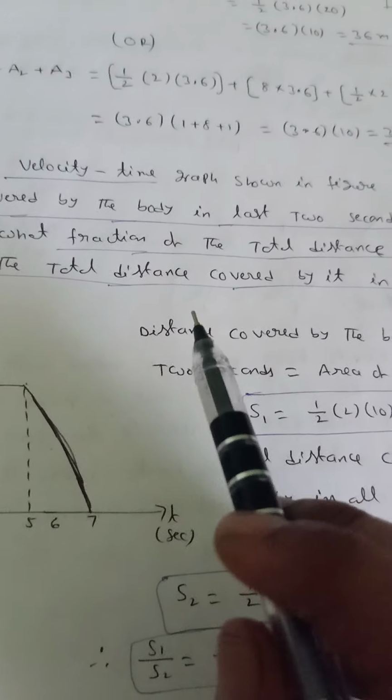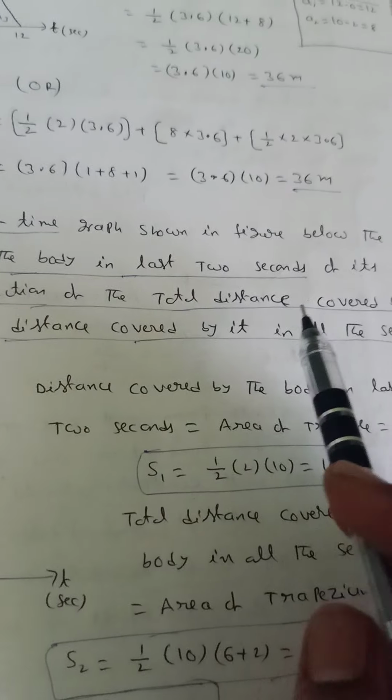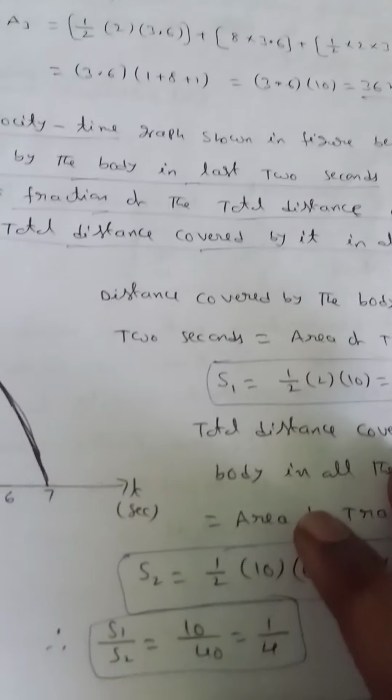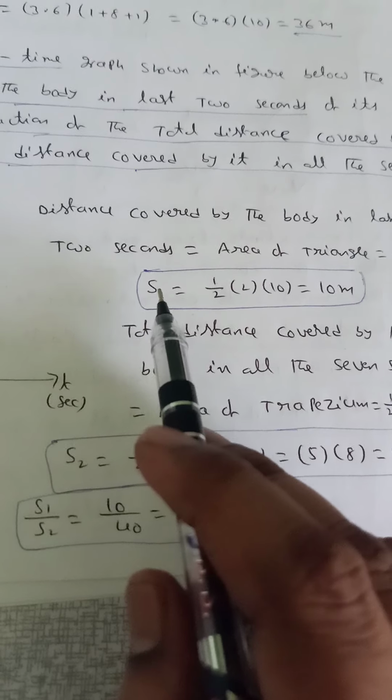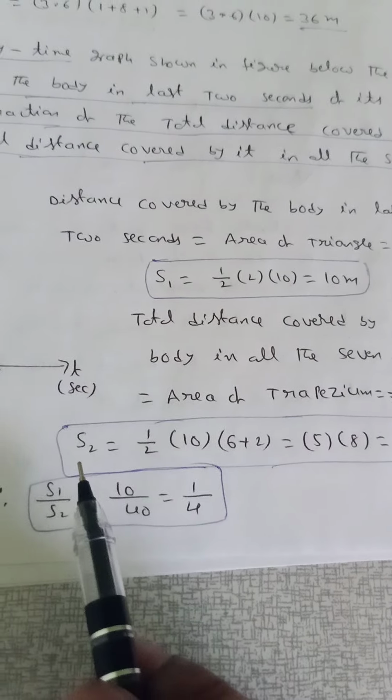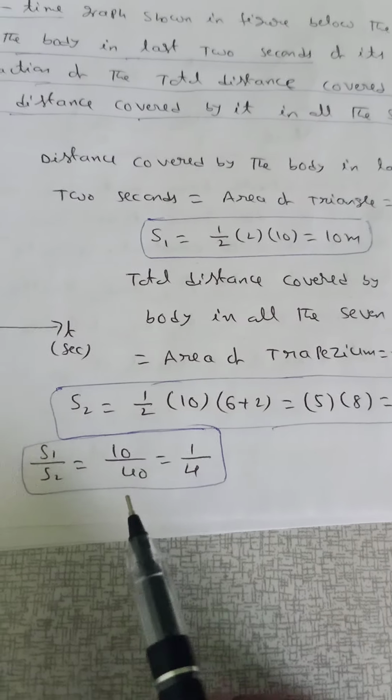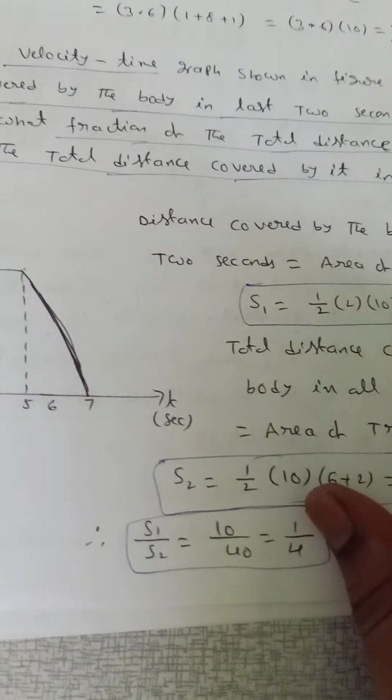But in this problem, what fraction of the total distance is covered in the last 2 seconds? The last 2 seconds is S1 and the total distance is S2. That means S1 by S2, 10 by 40 is equal to 1 by 4. This is another important model.